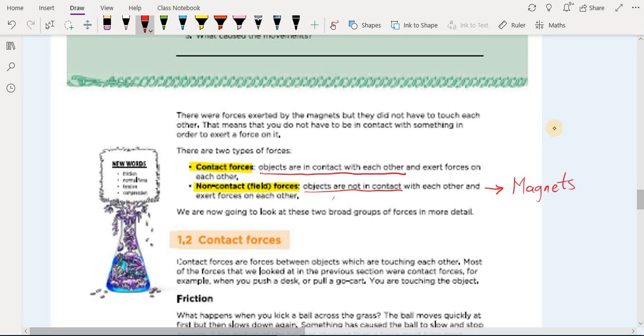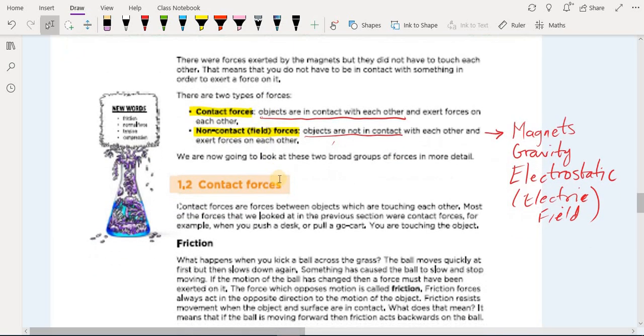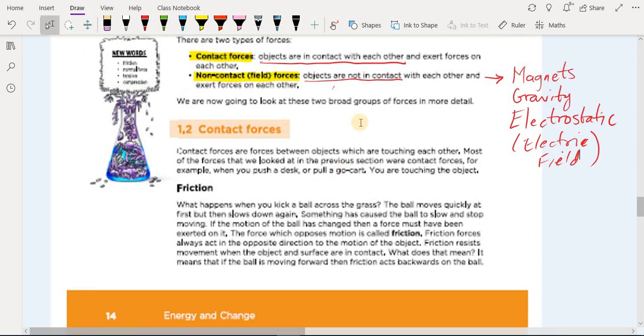And when we've dropped things like our tennis balls, apples from a tree falling, that force due to gravity is a non-contact force. There's also things like lightning, and that's an example of what we call electrostatic force. We also refer to that as the electric field, which we'll get to in more detail. But those are non-contact forces, which we'll come back and look at. For now, let's look at contact forces.